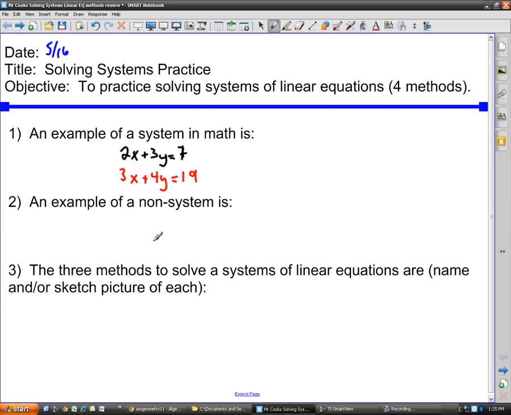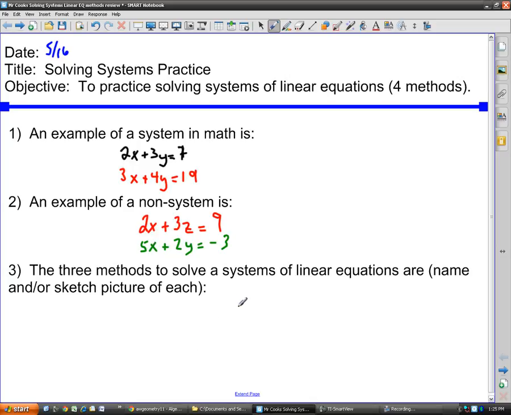An example of a non-system would be something like 2x plus 3z equals 9, and 5x plus 2y equals -3. Not having the same variables would be an example of a non-system.